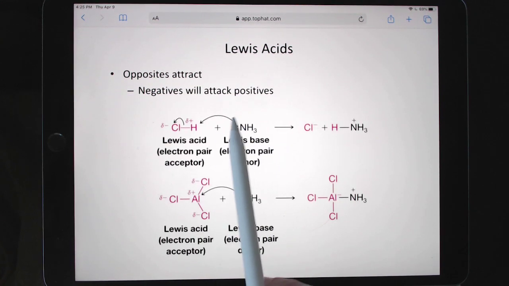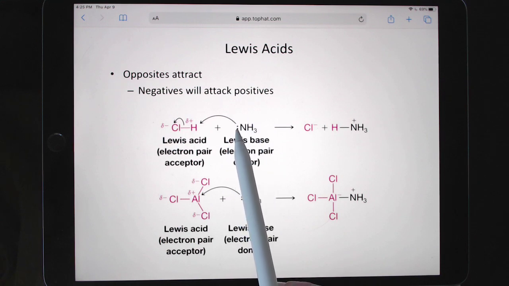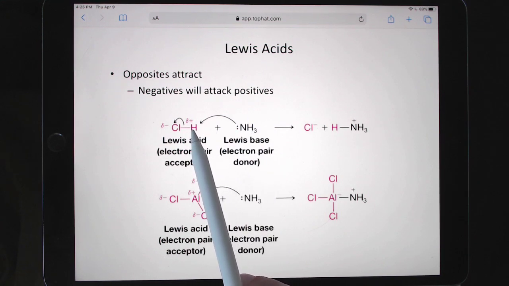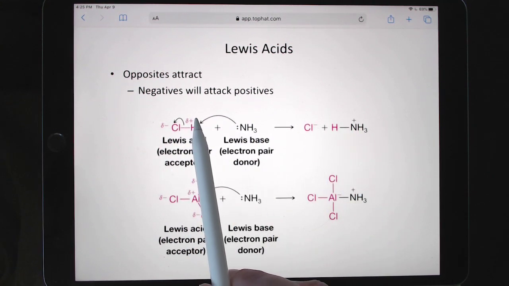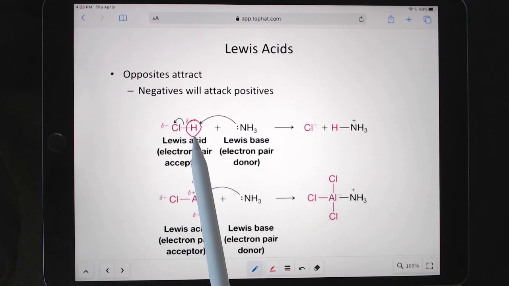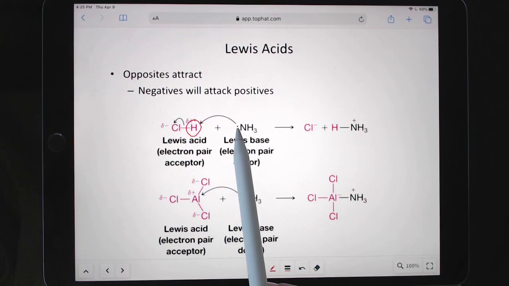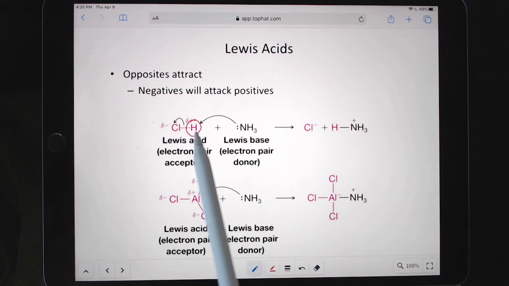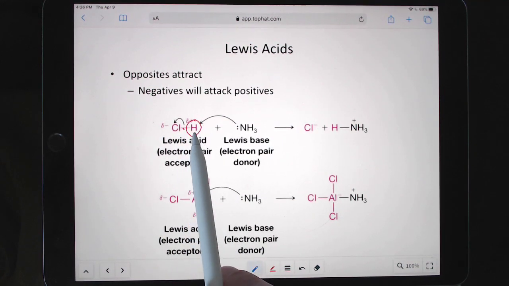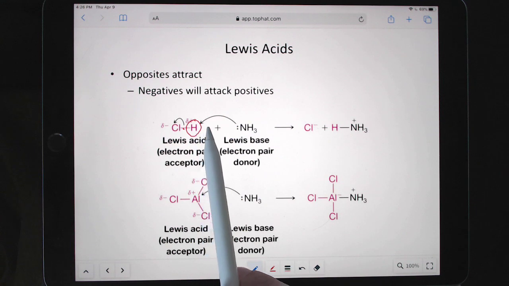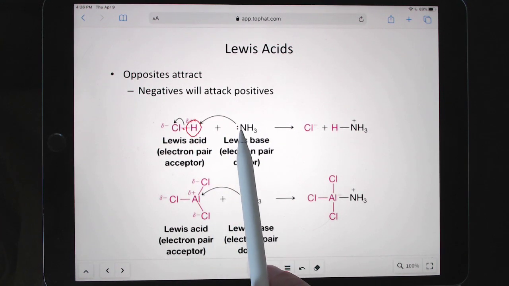Just like ammonia, it has its lone pair, it attacks the hydrogen. These electrons get moved over here. So now, this is the Lewis acid right here. It's grabbing the hydrogen, accepting this lone pair to make a new bond, and so you kick this away. So the proton here is acting like a Lewis acid. This is acting like a Lewis base.